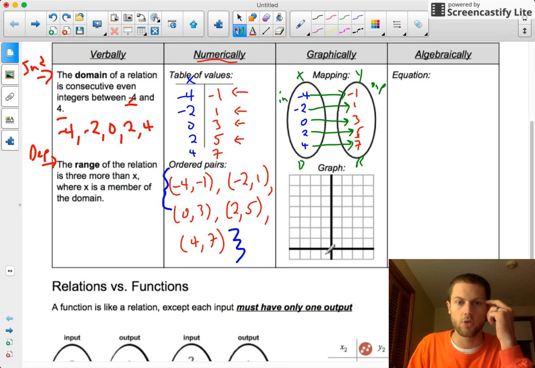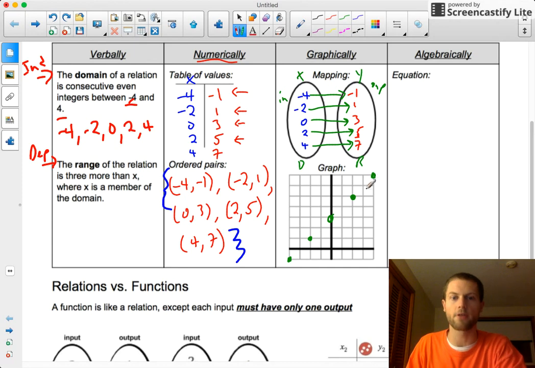And then finally, we can use these ordered pairs to form a graph, and we can do that just like we would any normal coordinate plane. So we've got -4, -1, -2, 1, 0, 3, 2, 5, 4, 7. Now, if you're sensing a pattern here, that's because there is a pattern, right? I am taking all of my inputs and increasing them by 3 to get my output. And that produces a relationship or a pattern or a rule.